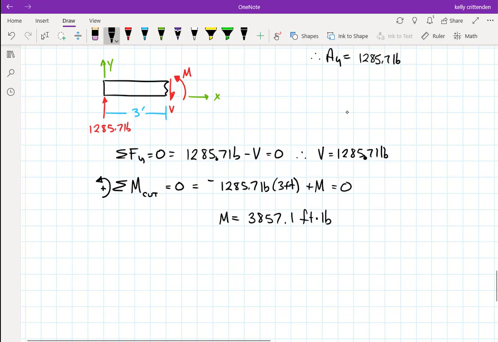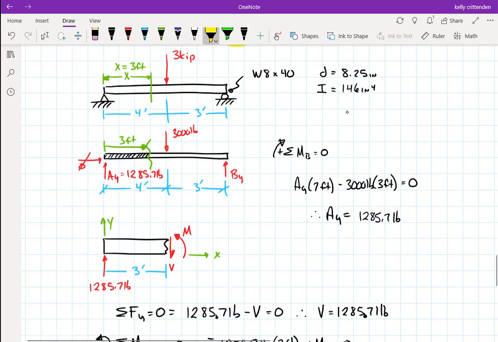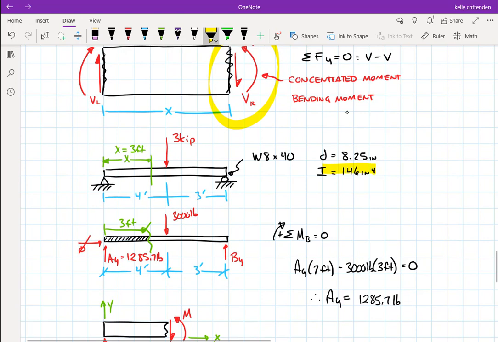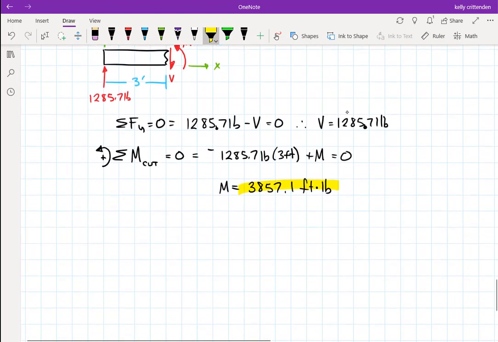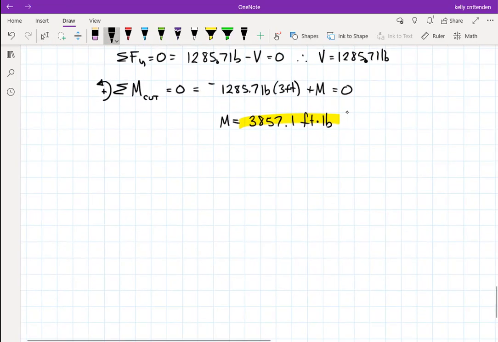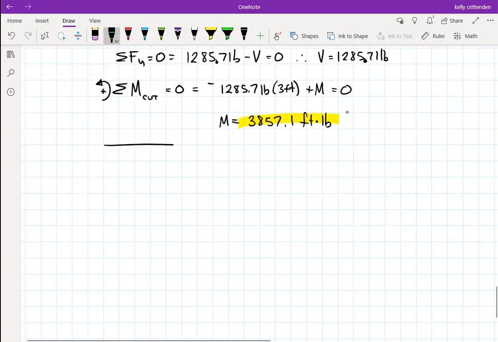Okay. So now we've got M. Somewhere up here, we looked in the chart and got a value for I, and we kind of have Y. We haven't really gotten it yet. We have the depth of the beam. So let's draw a little cross section just to make sure we have the right value for I in there. So this is an I beam.